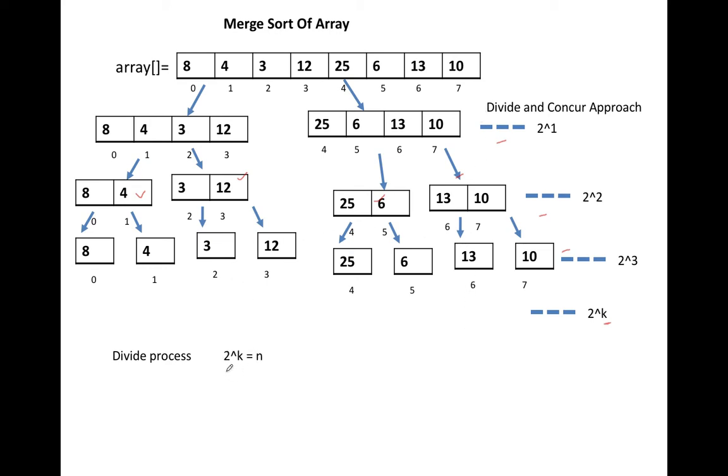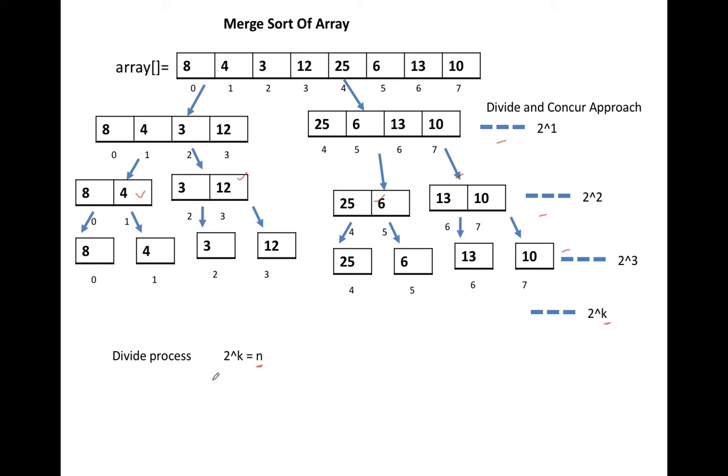So can I say 2 to the power k equals n? Why? Because at this kth level we have the different subarrays, and in every subarray we just have a single element. It means that must be equal to n, which is the number of elements present in this array. So that's why 2 to the power k equals n.